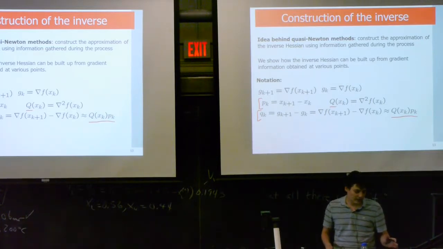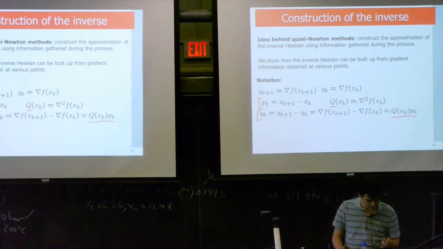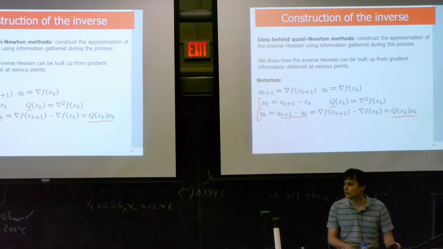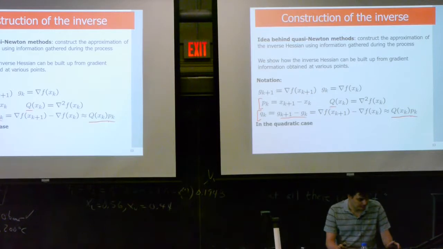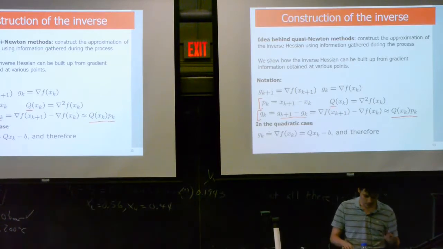And we can say that under some smoothness conditions this vector is close to the Hessian multiplied with x_{k+1} minus x_k, that is p_k, right? And in the quadratic case, it's not just an approximation, but it holds sharply.